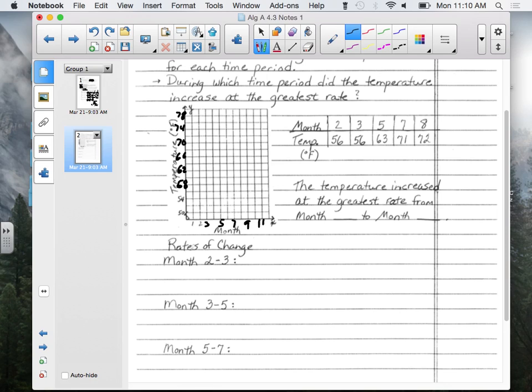So once everyone has their graph numbered, we can plot our points, right? So our first point is month 2, and the temperature was 56 degrees, so we just go over to month 2 and find, whoops, that's not right. All right, yeah, it was. Okay. And just keep on going, 3, 56. 63. 7, 71. And 8, 72.